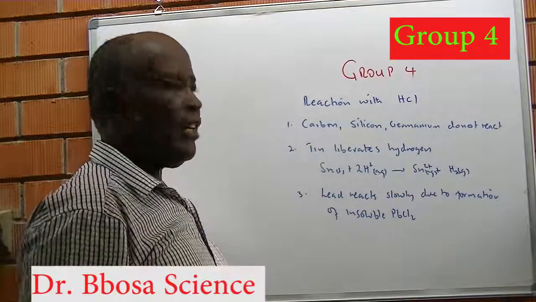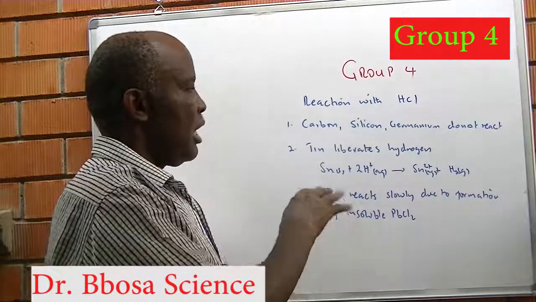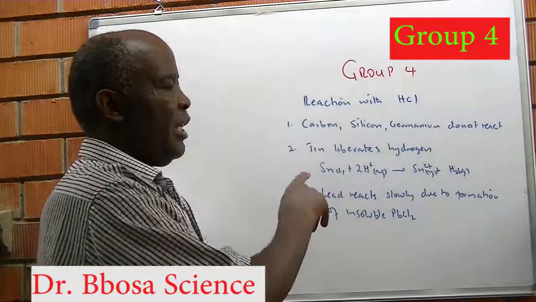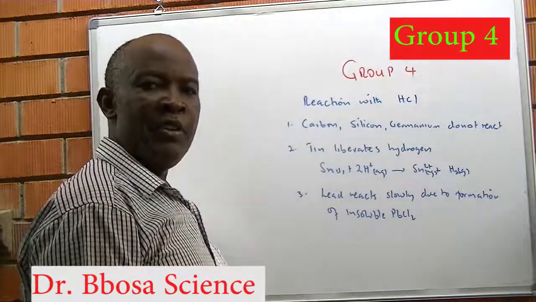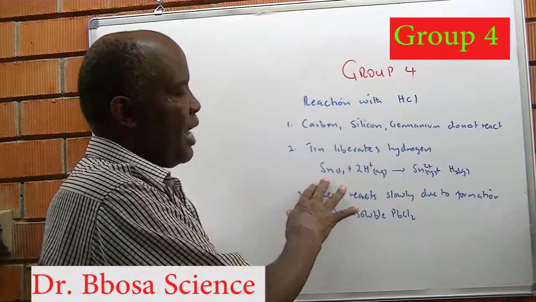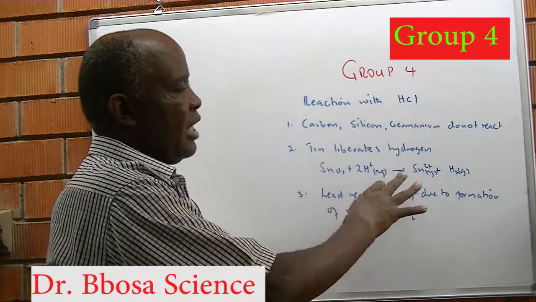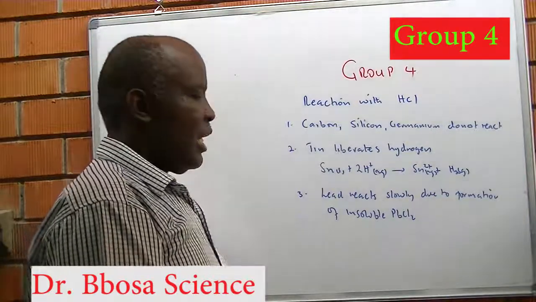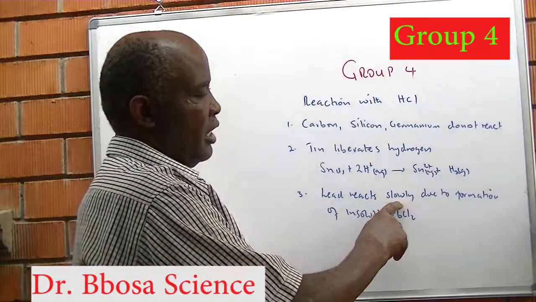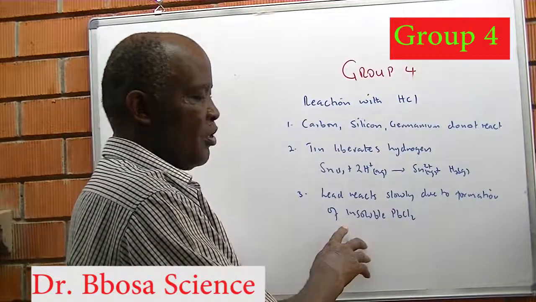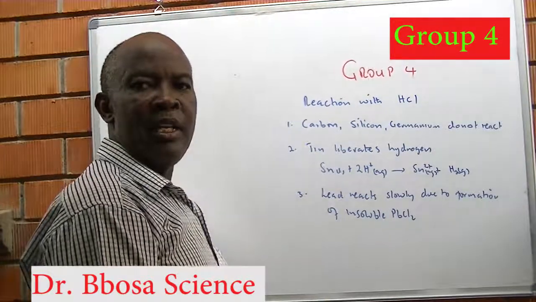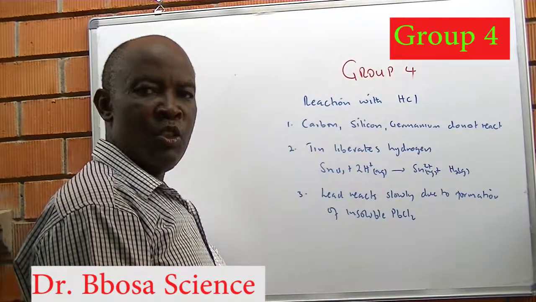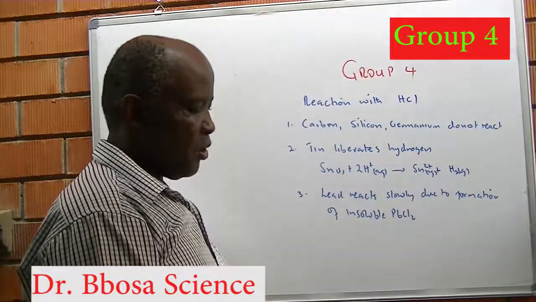Reaction with HCl. Carbon, silicon, germanium don't react. Tin liberates hydrogen. Tin plus hydrogen ions, you get tin(II) and hydrogen gas. Lead reacts slowly due to formation of insoluble lead(II) chloride. The formation of lead(II) chloride, which is insoluble, stops the reaction.